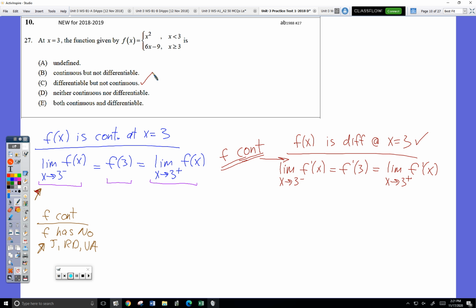So I got D for my answer. So C is the one that can never happen ever. C can never be true because you tell me what's the first requirement for a function to be differentiable? It has to be continuous in order to become differentiable. Right. So there's no way for a function to be differentiable but not continuous.